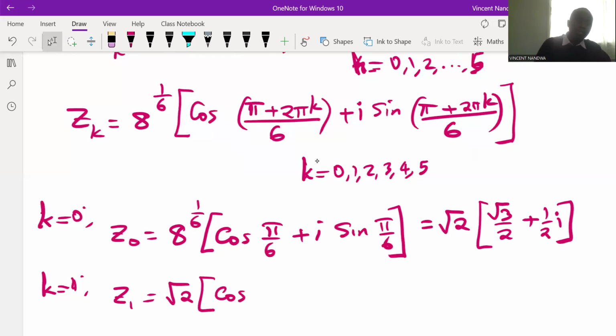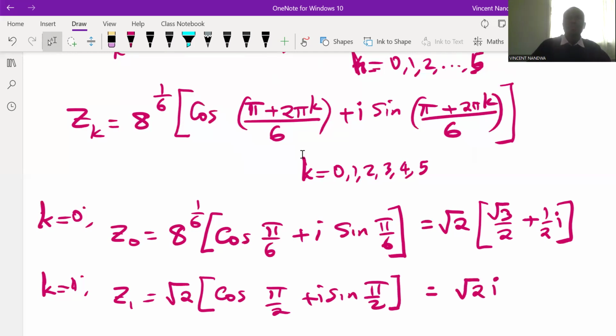cos of, so 3 pi over 6 is the same as pi over 2, plus i sine pi over 2. And this will give you just root 2 i.